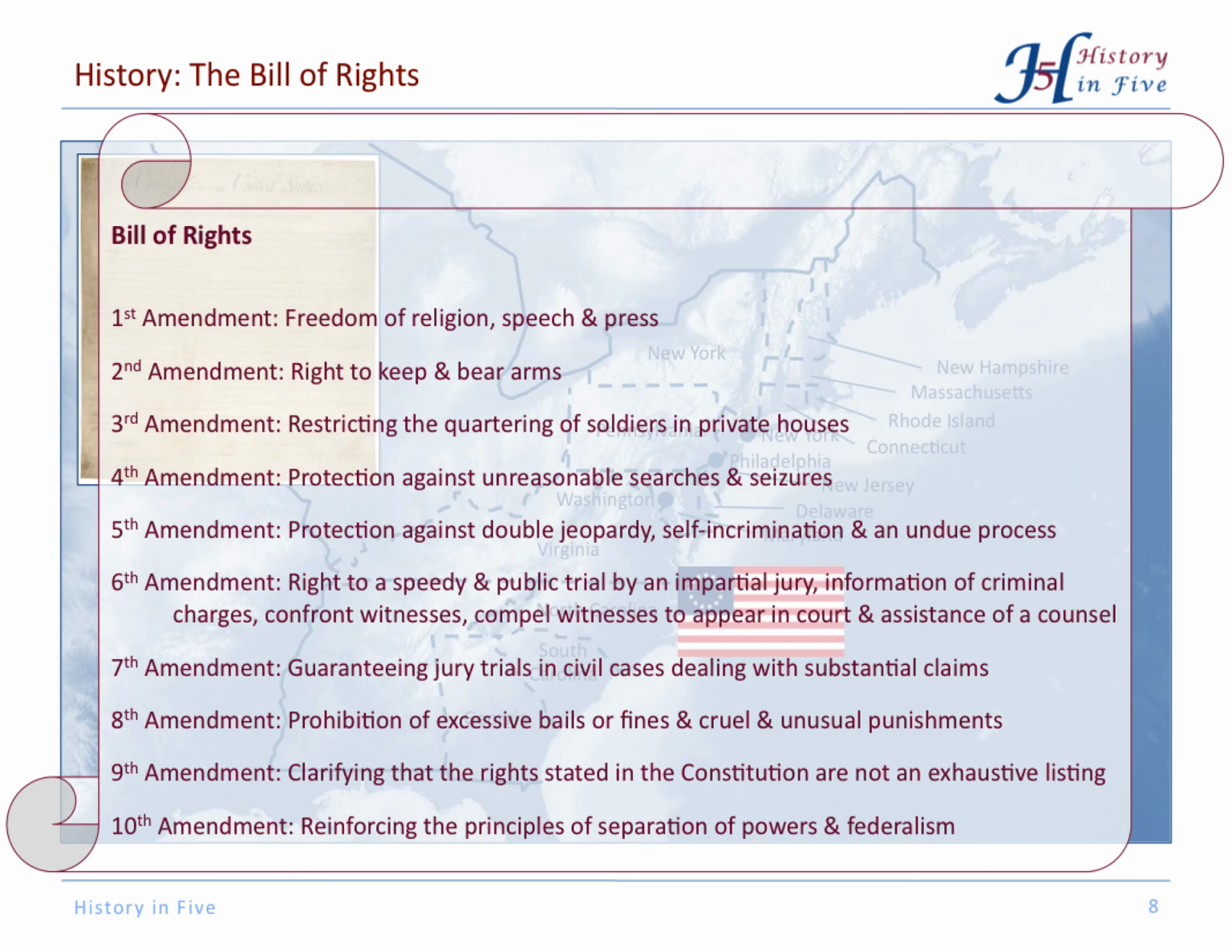The Bill of Rights states, in the US, there is freedom of religion, speech, and press. Americans have the right to keep and bear arms, and the restriction of quartering soldiers in private houses. The amendments 4 to 8, referring to judicial proceedings, protect US citizens against a too strong state. Amendment 9 clarifies this is not an exhaustive list. Amendment 10 reinforced the principle of separation of powers between central government and states.